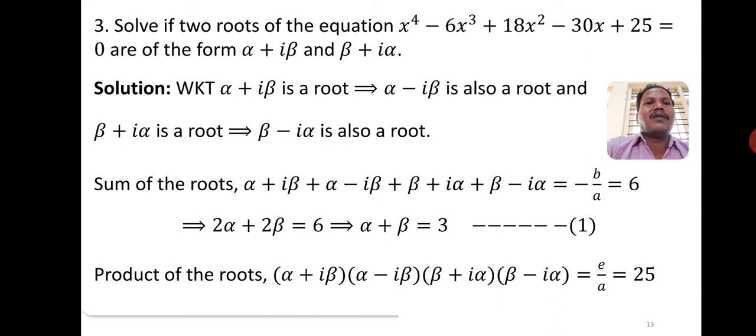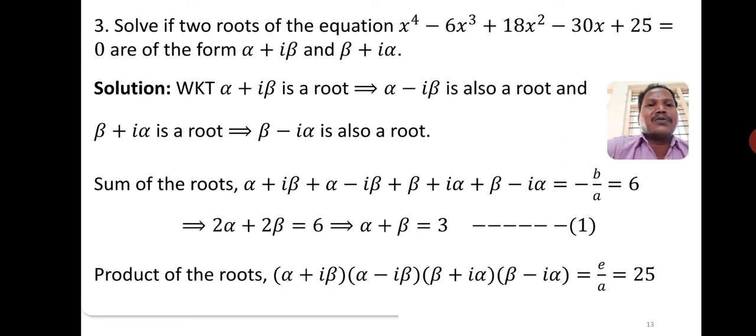Next one, solve if two roots of the equation, that is biquadratic equation, equals 0 are of the form alpha plus i into beta and beta plus i into alpha. So solution to this, we know that alpha plus i into beta is a root, which implies its conjugate is also a root, and beta plus i into alpha is a root, its conjugate beta minus i into alpha is also a root.